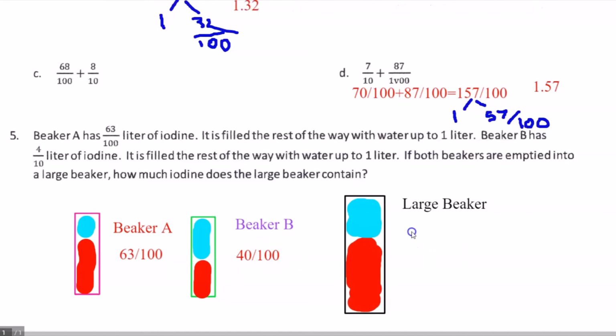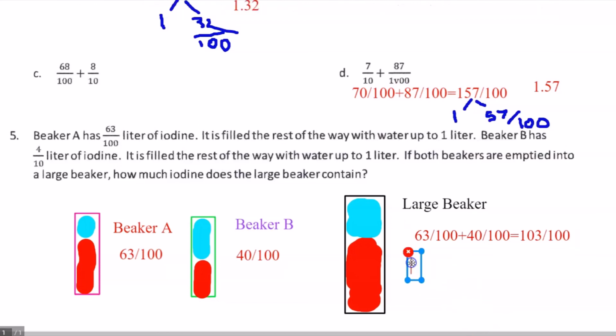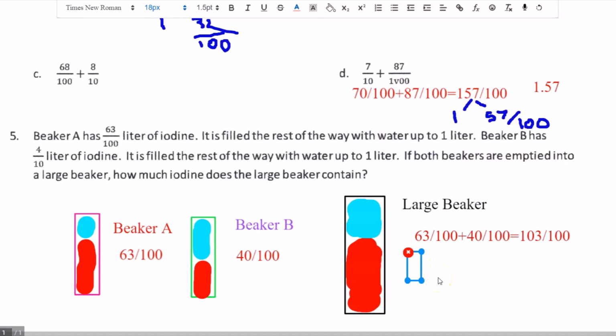But I'm going to do one extra step after this. So, if I add 63 hundredths plus 40 hundredths, 63 plus 40 is 103 over 100. Now let's look at the decimal. Remember, we're trying to add fractions to represent decimals. So let's make a new text box and show that 100 over 100 equals 1. I have 3 hundredths left over, so that would be 0.03 liters. Okay? But let's do something different here.